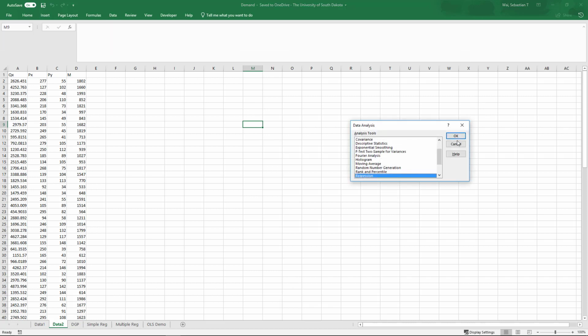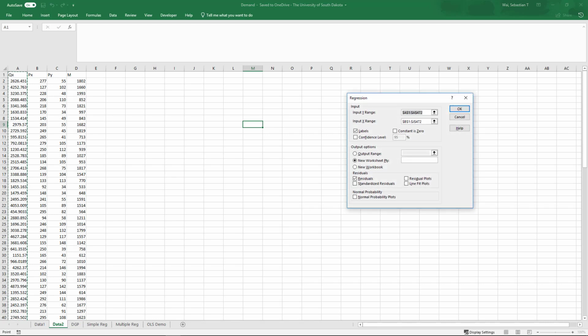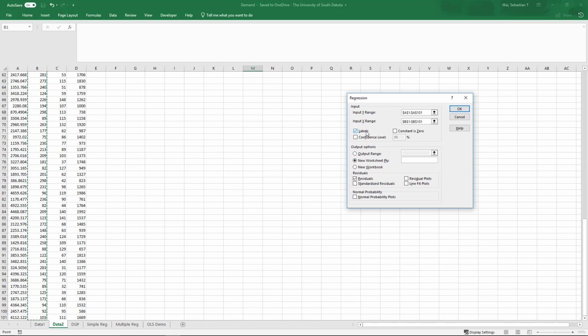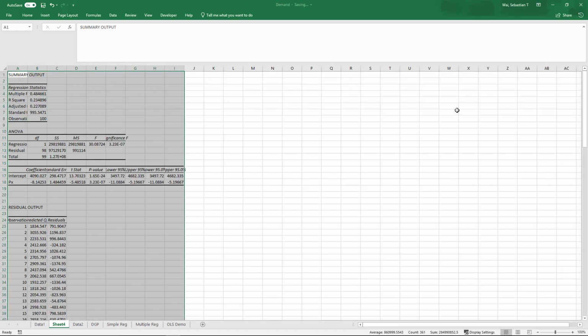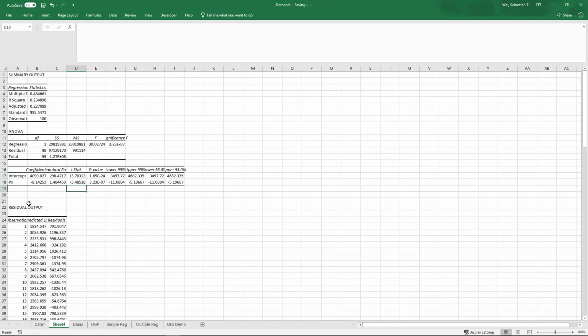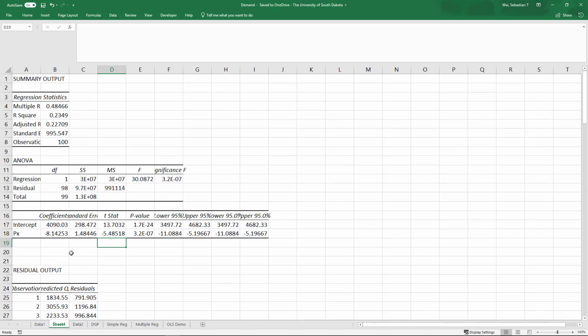We'll go over here to data analysis, click regression, and select our quantity as the y, and then we will select price as the x. Again, make sure we've got label selected and click OK. You can see here that we have a substantially different estimate for both the intercept and for the slope.